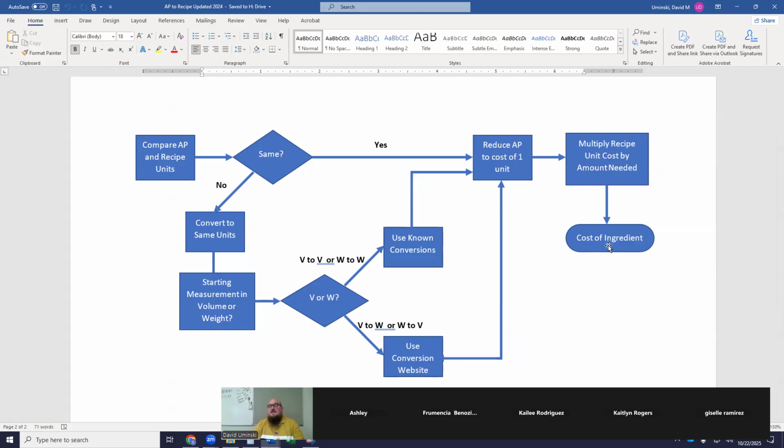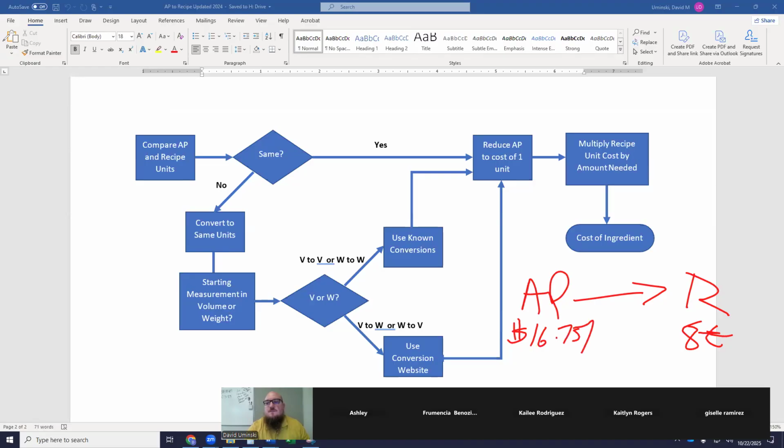Okay, actually, let me take this back. Let me do this one more time, sorry, for the peppercorns. Okay, so the peppercorns, we need 8 teaspoons. In this case, it's 16.75 for 19 ounces. Okay, so we first compare the AP to recipe units. They do not match. The answer is no.